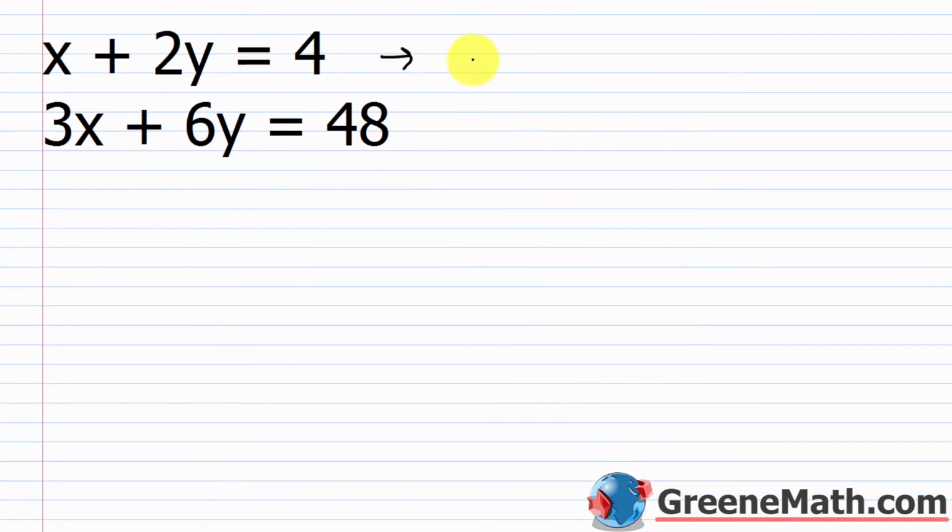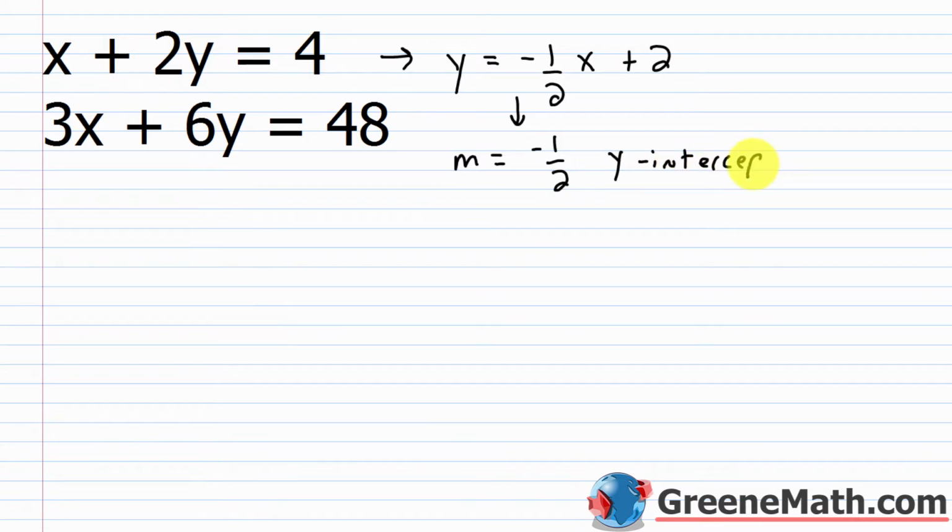So for this first one, again, in slope-intercept form, we end up with y equals -1/2 x plus 2. And again, we said that this corresponds to a slope, which is m, equal to negative 1/2, and a y-intercept that occurs at the point 0, 2.